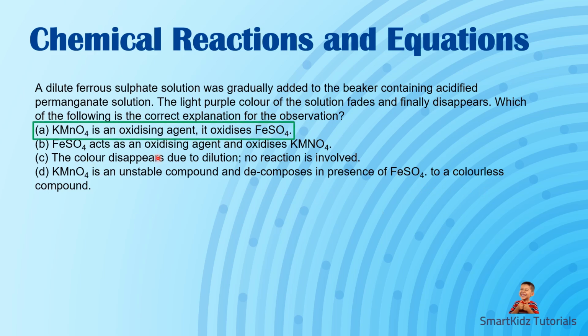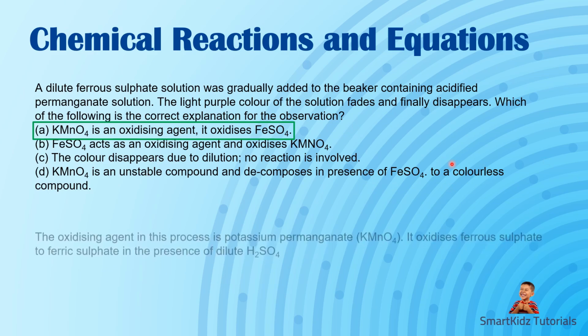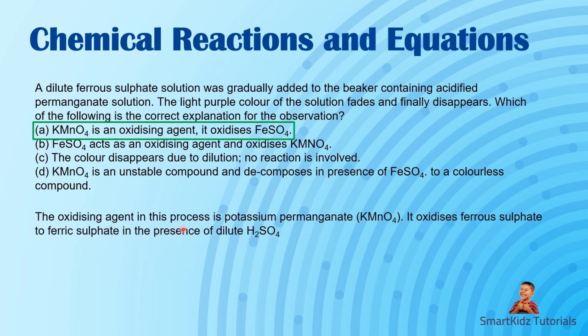It is the first one, KMnO4 is an oxidizing agent. It oxidizes FeSO4, which is ferrous sulfate. Yes, the oxidizing agent in this process is potassium permanganate, KMnO4. It oxidizes ferrous sulfate to form ferric sulfate in the presence of dilute sulfuric acid. So this is actually the reaction. Remember, KMnO4 or potassium permanganate is an oxidizing agent. Oxidizing agent means it promotes oxidation.